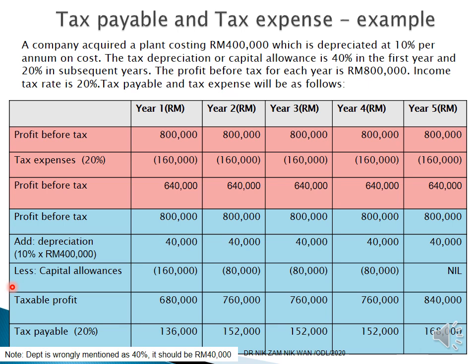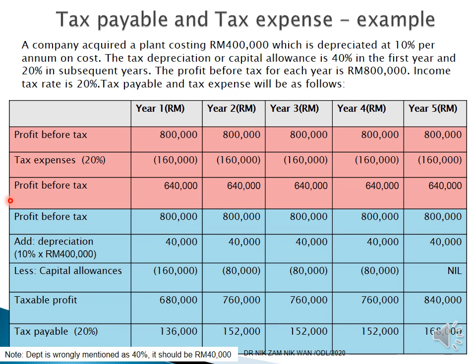Okay, a company acquires a plant costing 400,000, which is depreciated at 10% per annum on cost. The tax depreciation or capital allowance is 40% in the first year and 20% in the subsequent years. The profit before tax for each year is 800,000. Income tax rate is 20%. Tax payable and tax expenses will be as follows.